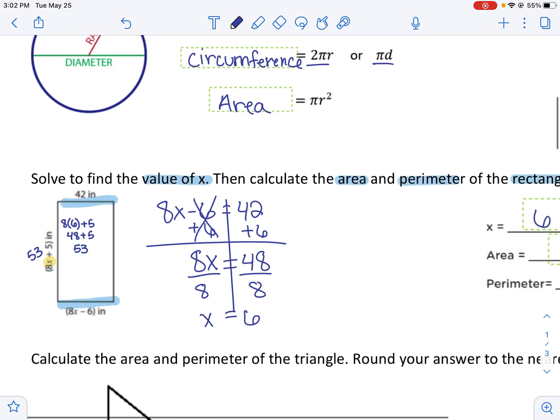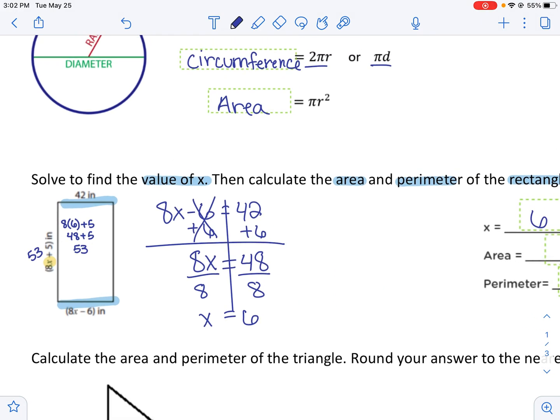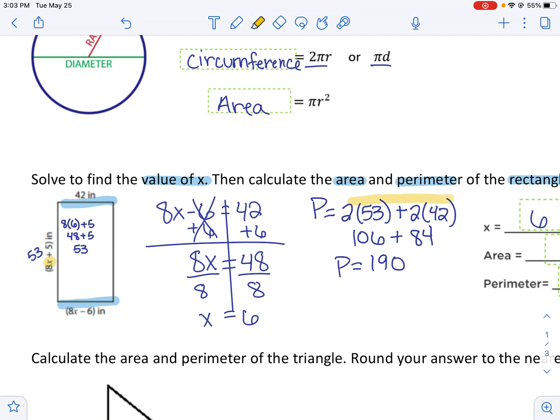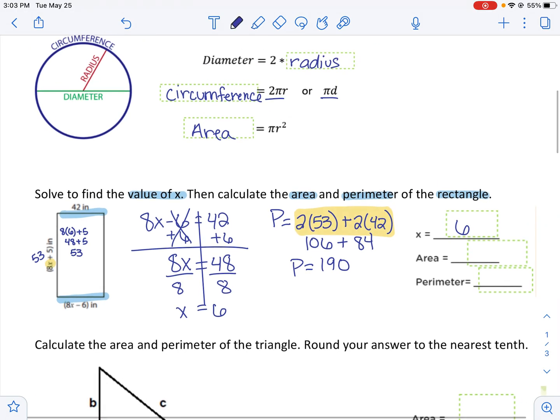So now that I know that, I can find my perimeter and area. So my perimeter is 2 times 53 plus 2 times 42. Well, 2 times 53 is 106. And 2 times 42 is 84. And 106 plus 84 is 190. Okay, you could have just typed this directly into the calculator as you see it. You'd get the same thing. So that is our perimeter. So make sure we're writing it or typing it in the correct box.